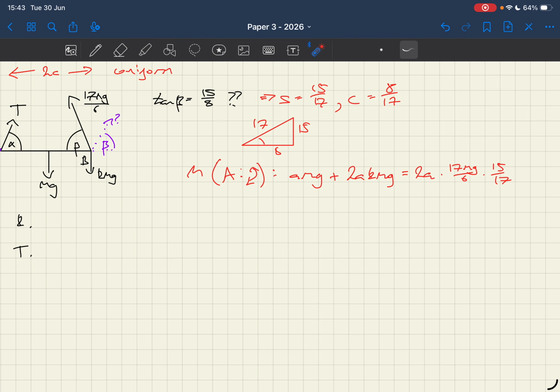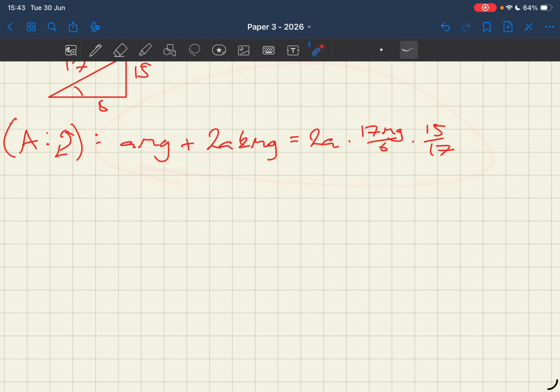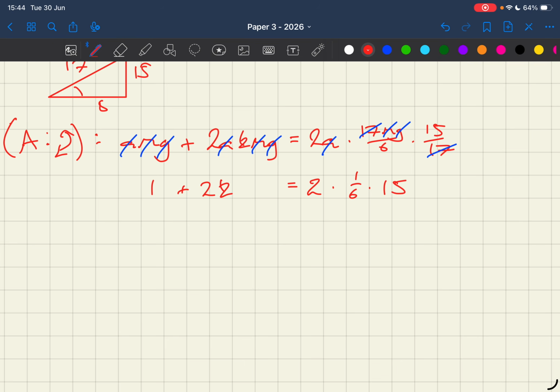Again, very nice with 17 on the top and 17 on the bottom, because they will go away, won't they? This is good. We can cancel lots of things out. Everything has an A. Everything has an M. Everything has a G. That 17 can go with that 17. Let's see what we're left with. So there's just a 1. We have a 2K. On this side, there's a 2. I've got a 1/6, and I've got a 15. So this, that was 3. Altogether is 45. Take away the 1 is 44. Divide by the 2 gives me 22.